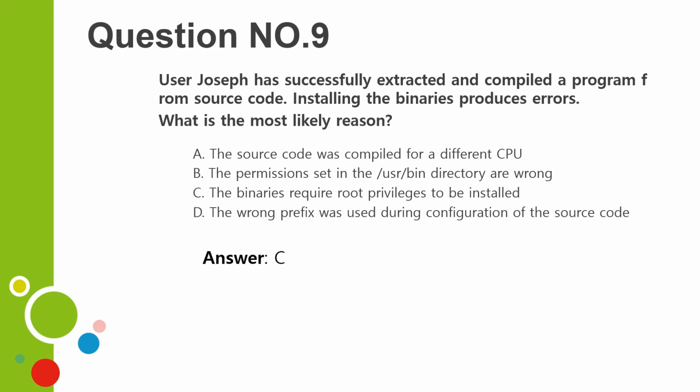Question number 9. User Joseph has successfully extracted and compiled a program from source code. Installing the binaries produces errors. What is the most likely reason? A. The source code was compiled for a different CPU. B. The permissions set in the /usr/bin directory are wrong. C. The binaries require root privileges to be installed. D. The wrong prefix was used during configuration of the source code. Answer C.